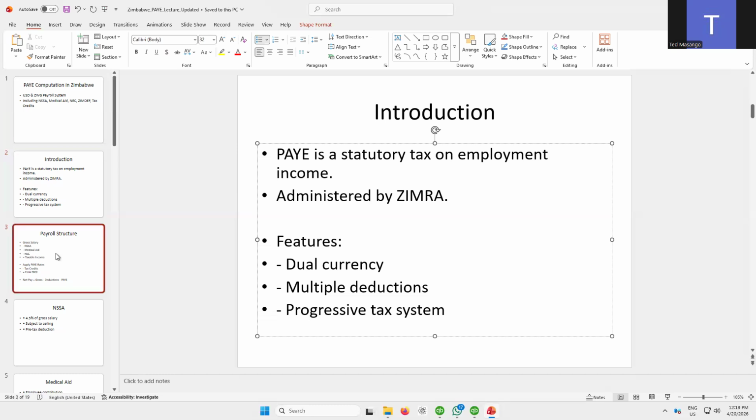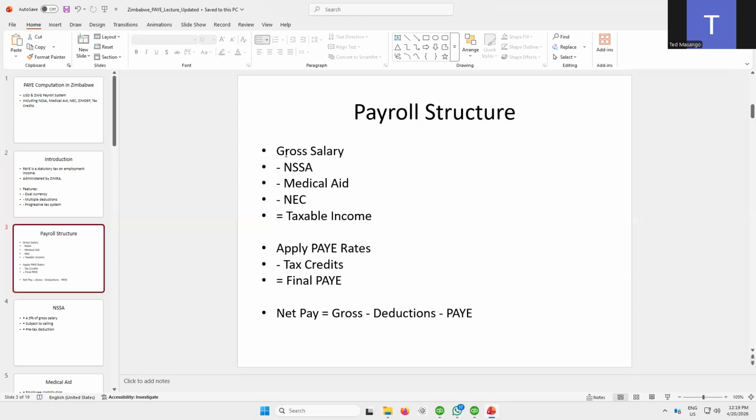Right. Then now let's look at the payroll structure. So you have gross salary. Now, the gross salary is everything that is paid to the employee, including housing allowances. If you've got housing allowances, transport allowances, school fees allowance, everything that is paid, you have to add it up, including the basic salary, to get the gross salary.